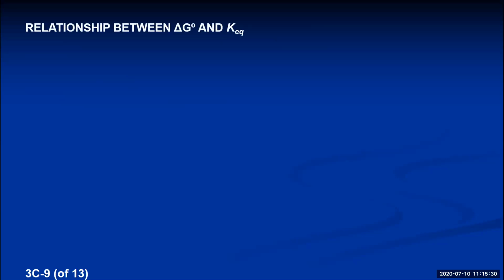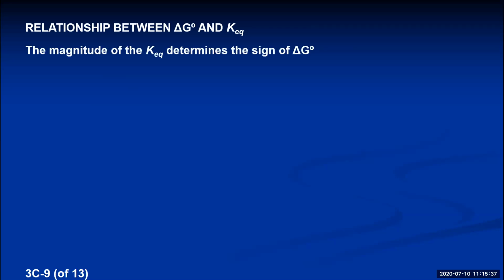Now that actually brings up an important point about the relationship between delta G naught and the equilibrium constant. It turns out that the magnitude of the equilibrium constant, how big it is, determines the sign of the delta G naught. And we're going to look at a couple of examples to show you how this works, because this is something conceptually you should just be able to recognize. So let's say we have a really big equilibrium constant, 10 to the 5th or something. So it's greater than 1 is essentially what I want to point out.